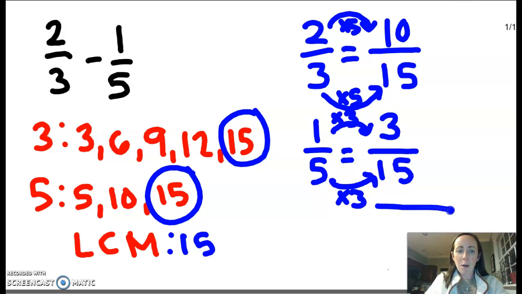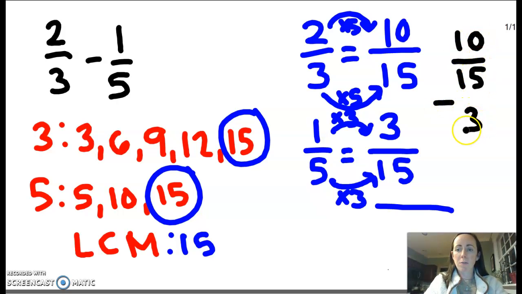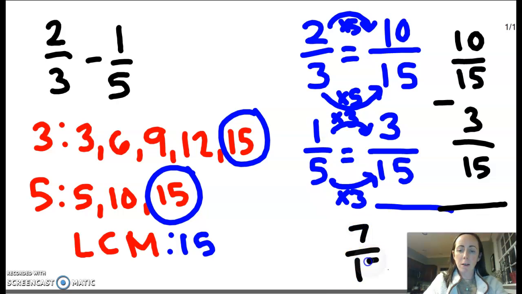Now I can go right ahead and I can subtract. I'm just going to write it again over on this side so it's a little more clear. So I have 10/15 minus 3/15. Okay, and my final answer is going to be 7/15.